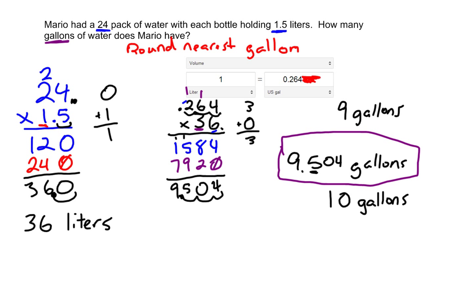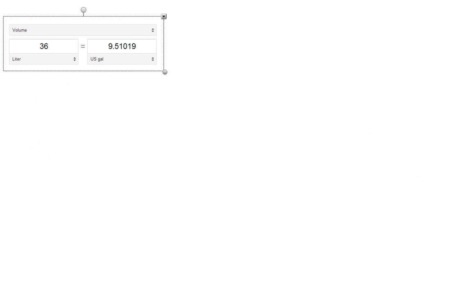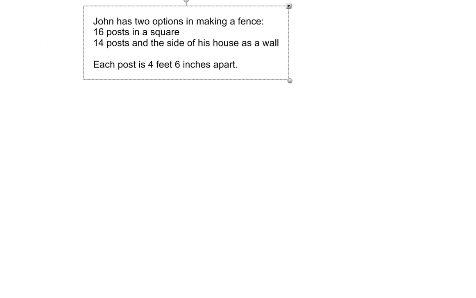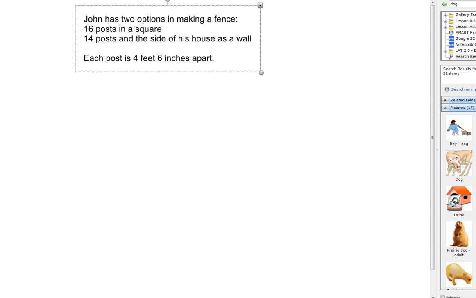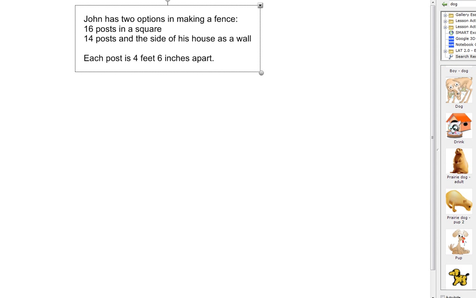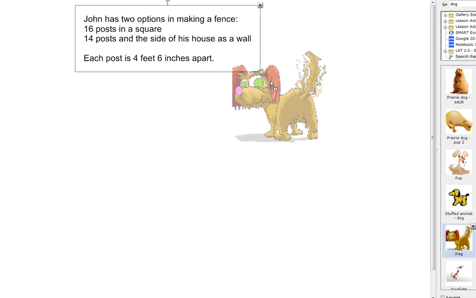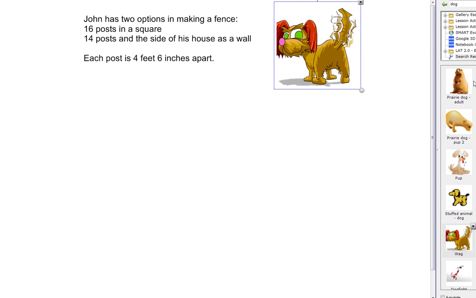Alright, the second one, which is actually the last one, which is not this one. It's this one. It's about John making a fence. I think it was for his dog. So let's give him a dog. Ooh, some of these dogs are terrible. Okay. There's his dog. Okay, that's kind of weird.